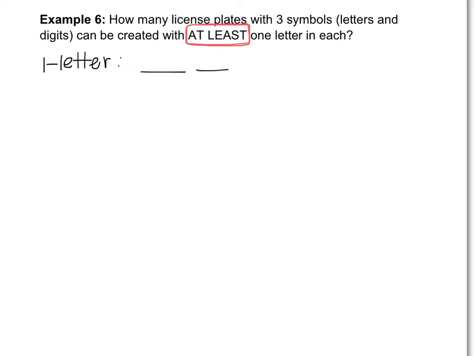So these are short license plates. There's only 3 symbols. So if there's 1 letter, let's say it goes letter, digit, digit, right? So again, it said letters and digits. So if there's 1 letter, that's 26 letters to choose from. And then the digits, which are 0 up to 9, there's 10 of those.